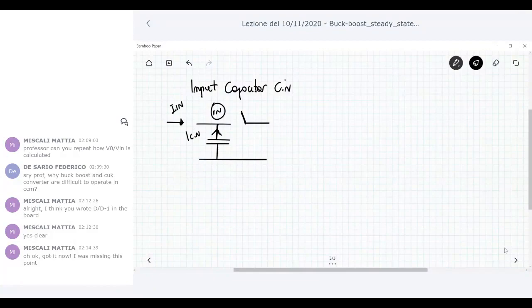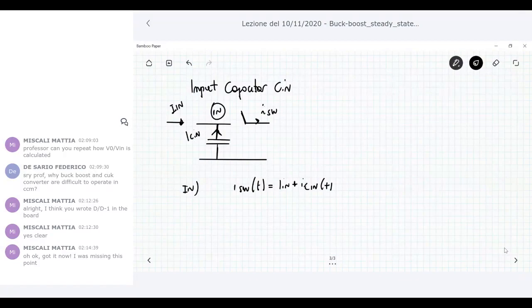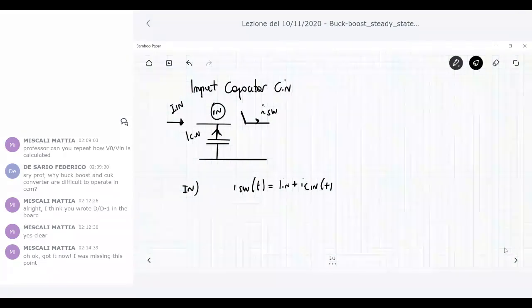Here we have the input current, which is just a DC current. And then we have the switch current. Okay? So at the node in, you have the Kirchhoff current law, which is I switch is the same as I in plus IC in.